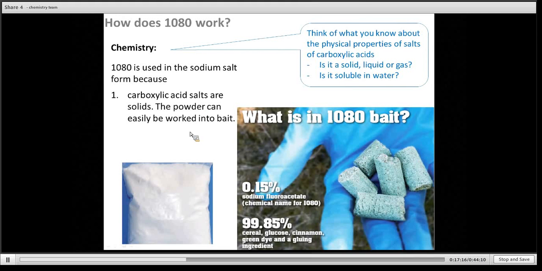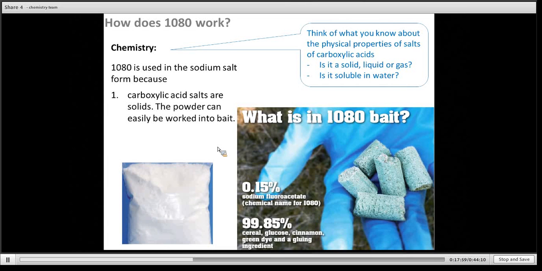If we just use the carboxylic acid, in other words, fluoroacetic acid or fluoroethanoic acid, it would also be a solid, but its melting point is around about 30 degrees, which means on a hot day it would tend to become liquid and perhaps drip out. So you don't want it as just a fairly low melting point. You want something with a much higher melting point that'll stay as a solid. So you can easily work it into the bait and it'll be stable and stay in the bait. So that's good chemistry, thinking of how the properties can be used in making and distributing this poison.